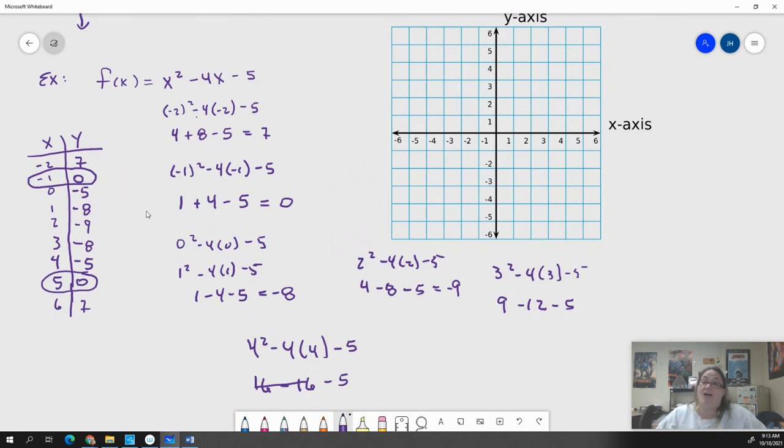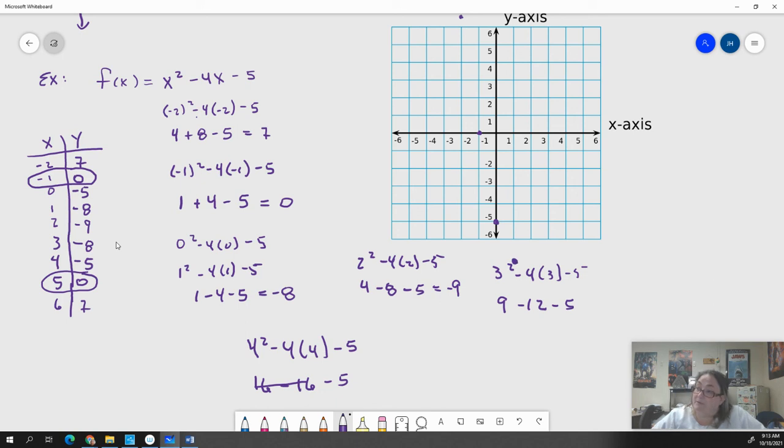And so now we can plot all of these points right here to make a graph, or we could just plot, okay, we've got our intercepts. We've got our point here at negative 1, 0. Let's do one more. Negative 2, we've got 7. That's all the way up here. At 0, we have a point way down here at negative 5. At 1, we have a point way down here at negative 8.